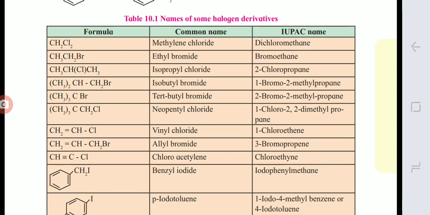Now the second carbon contains 2 methyl groups, along with 1 methyl and 1 Br. So total there are 3 CH3 groups, and that carbon is attached to 3 different carbons. So it is a tertiary carbon, and total there are 4 carbon in your compound. So the parent alkane is butane. So the group becomes tertiary butyl, and bromine is a functional group, so bromide. So the name becomes tertiary butyl bromide.